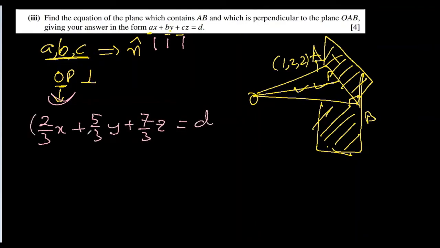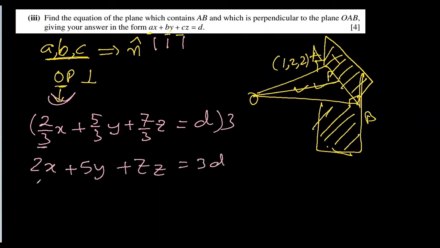Let's multiply everything by 3 so that we get rid of these 3's. So it will become 2x plus 5y plus 7z equal to 3D. Now we need a point on this particular plane, and A is a point. I've already written that point here. 1, 2, 2 was the point on the plane which will satisfy this equation. Let's use that 1, 2, 2.